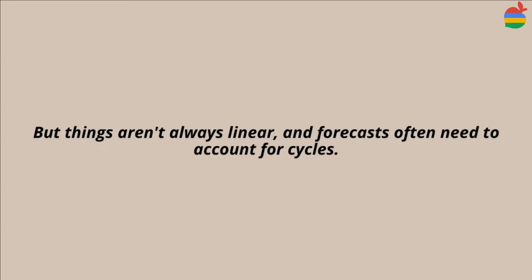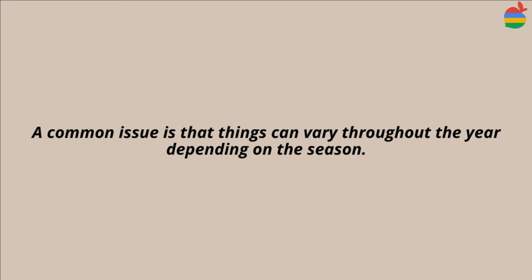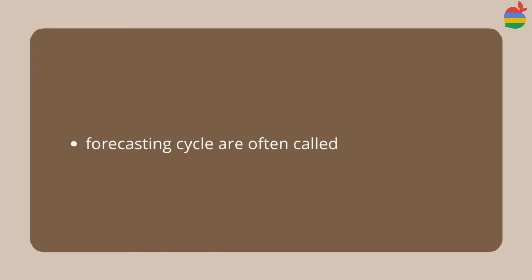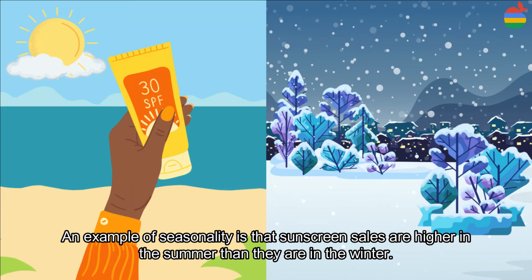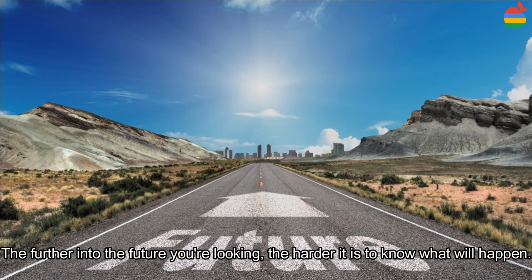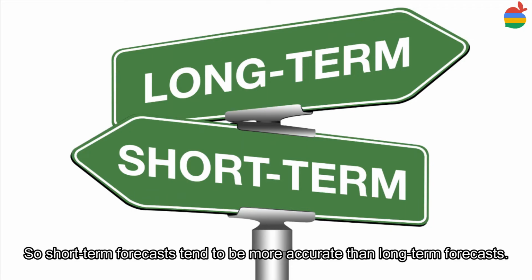But things aren't always linear, and forecasts often need to account for cycles. A common issue is that things can vary throughout the year depending on the season. In forecasting, these cycles are often called seasonality. An example of seasonality is that sunscreen sales are higher in the summer than they are in the winter. The further into the future you are looking, the harder it is to know what will happen. So, short-term forecasts tend to be more accurate than long-term forecasts.